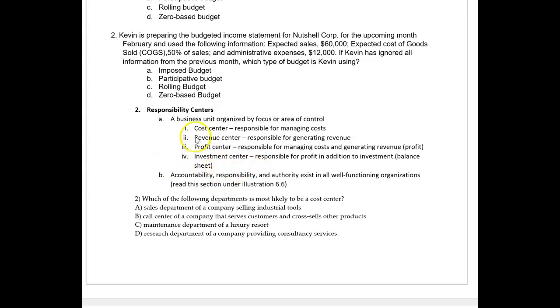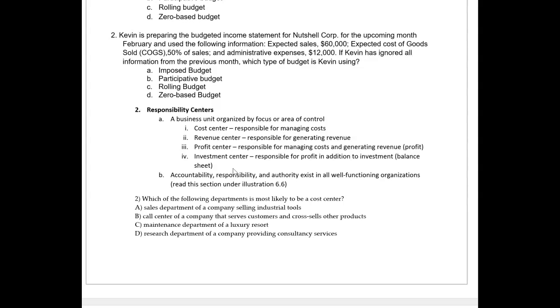GE, okay, General Electric. So accountability, responsibility, and authority exist in all well-functioning organizations. And if you ever take a job in a small company and you don't see these things, you're going to be headed for some trouble. They're going to have some challenges, but it's important.